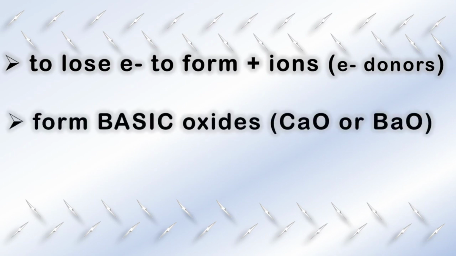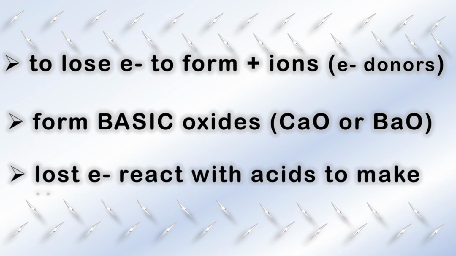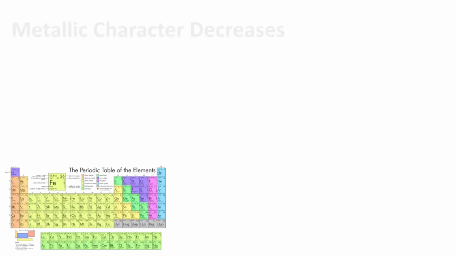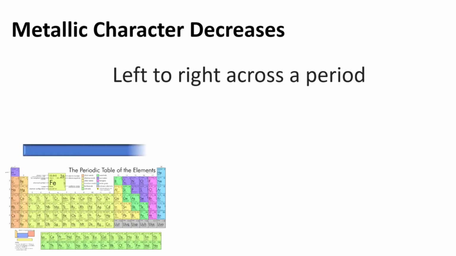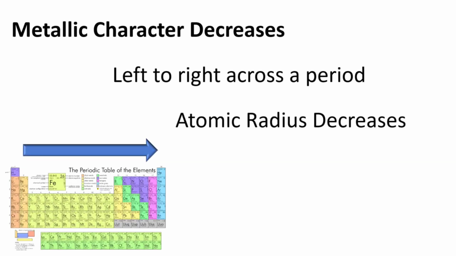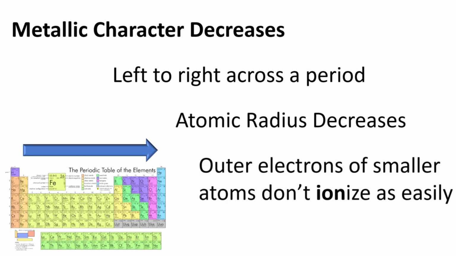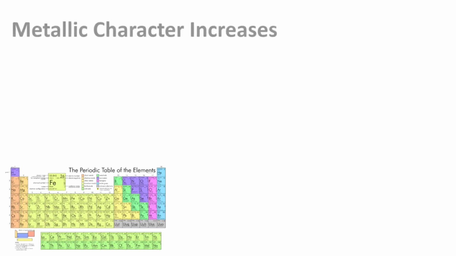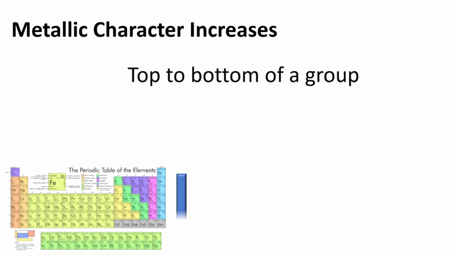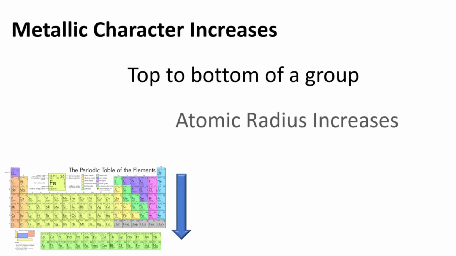Metallic character is the ability of an atom to lose an electron to form a positive ion. Take note, the metallic character is classified into three. 1. The ability to lose electrons to form ions. 2. The ability to form basic oxides. And 3. The ability to react with acid to liberate hydrogen gas. Generally, the metallic character decreases as you move from left to right. Okay, why is that? Because the atomic radius also decreases, and outer electrons of smaller atoms do not ionize easily.